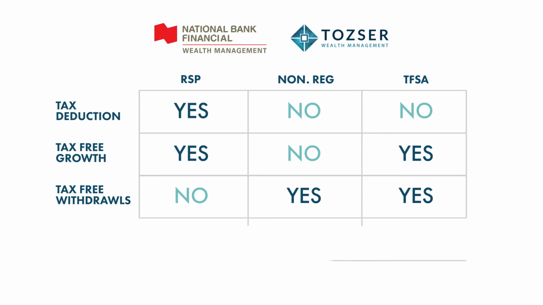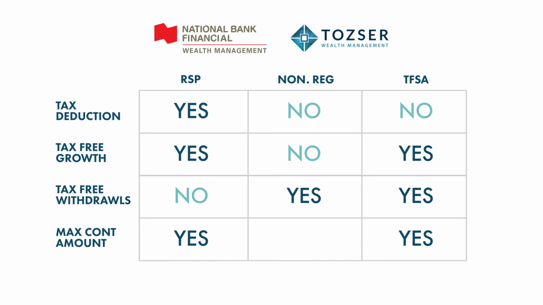And then the final question is, are there any limits to how much you could put into each type of account? And yes, there are. There are limits on how much you could put into your RSP, and there are limits to how much you could put into your TFSA, but there are no limits to how much you can put into your non-registered account.